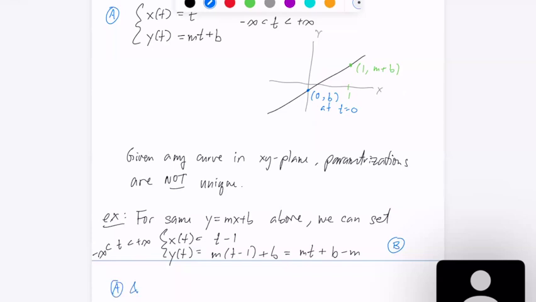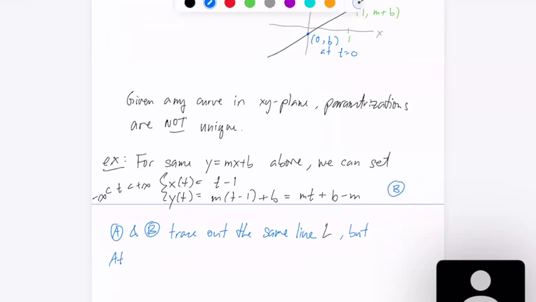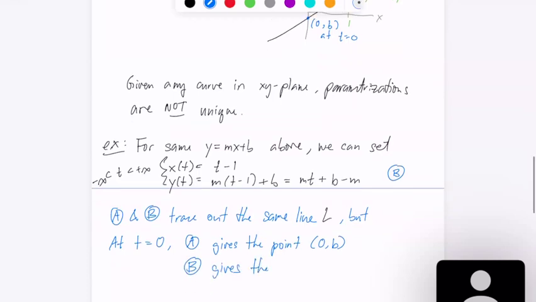A and B trace out the same path or the same line. Let's call this L. But at t equals 0, A gives the point 0, b, whereas B gives the point, sorry for the two b's, but one's capital, one's lowercase. Whereas B gives the point, well, okay, so at t equals 0, this is at x equals minus 1, and y equals b minus m.